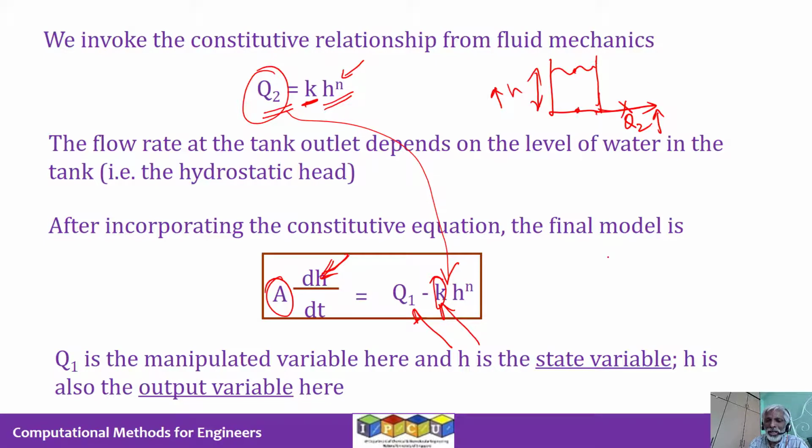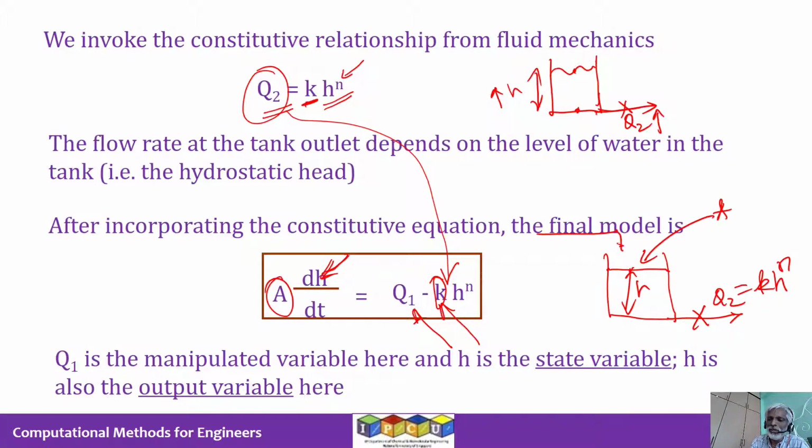So you can control the height of water in the system by the following procedure. So this is the water tank. This is Q2, where Q2 is KH to the power of n. N could be 1, for example. This height of water in the tank is H. This is the cross-sectional area A. This is the inflow Q1. So what you can do is measure this height using a sensor, like a level sensor.